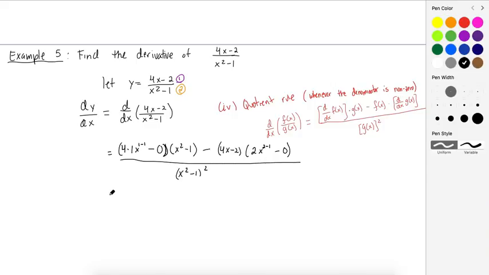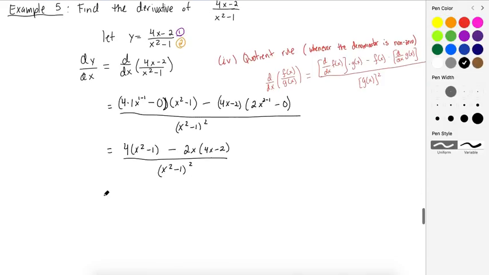Now let's simplify this. So we have right here x to the 1 minus 1, which is x to the 0. Any base to the power of 0 is always going to be 1. So then we have 4 times 1, which is just 4. Times x squared minus 1, minus, right here we have x to the 2 minus 1, which is 1, so it's going to be 2x, multiplied times that. So I'm just going to bring the 2x to the front, multiply times that. And right here we have x squared minus 1 squared.